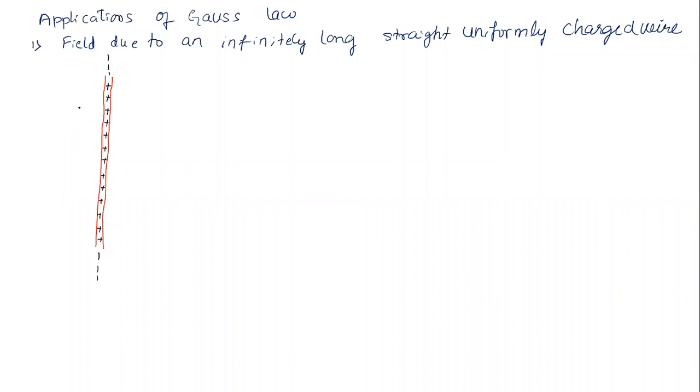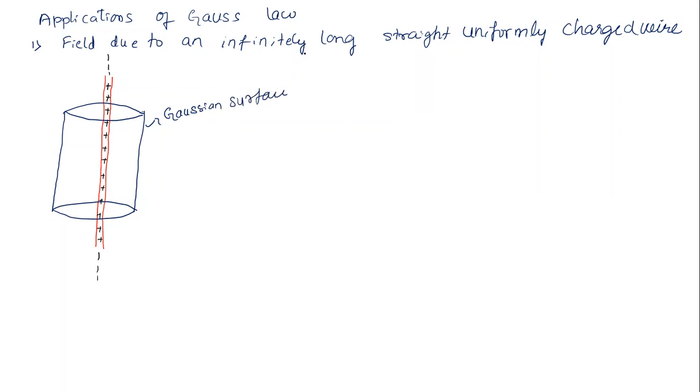Now I'm going to consider a Gaussian surface. That surface is left to your choice. Depending upon the problem, you decide whether to consider a sphere or some other surface. I'm going to consider it like this. This is the Gaussian surface. This is the linear charge density we've taken.